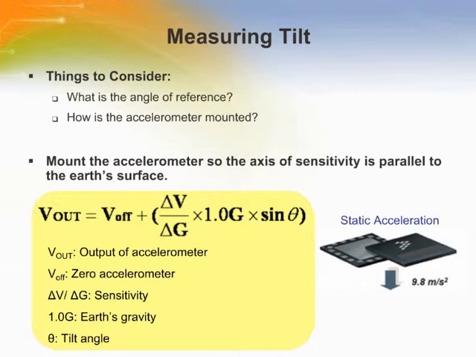Vout equals the sensitivity of the accelerometer multiplied by 1G times the sine of the tilt angle, all added to the offset voltage of the accelerometer. The accelerometer output will vary from negative 1g to plus 1g when it is tilted from negative 90 degrees to plus 90 degrees. It is important to note that since the output is not linear, the mounting orientation that achieves the most sensitivity is when the sensing axis is parallel to the Earth's surface.